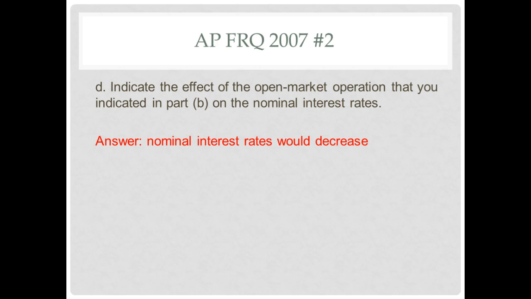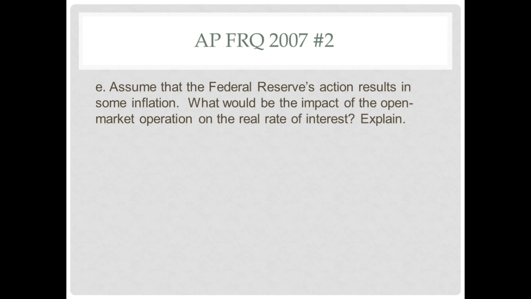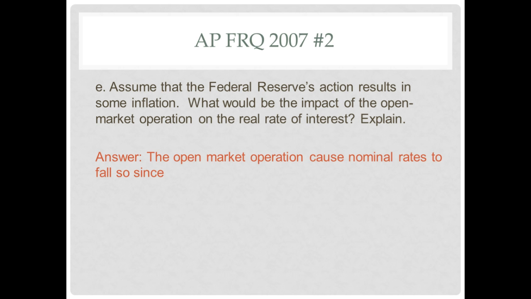Lastly, let's go to Part E, which is really the focus of this particular lesson. Okay, Part E says, assume that the Federal Reserve's action results in some inflation. What would be the impact of the open market operation on the real rate of interest? And then explain. All right, well, to understand this question, we need to remember what the term real means. So let's get a little bit of background here.